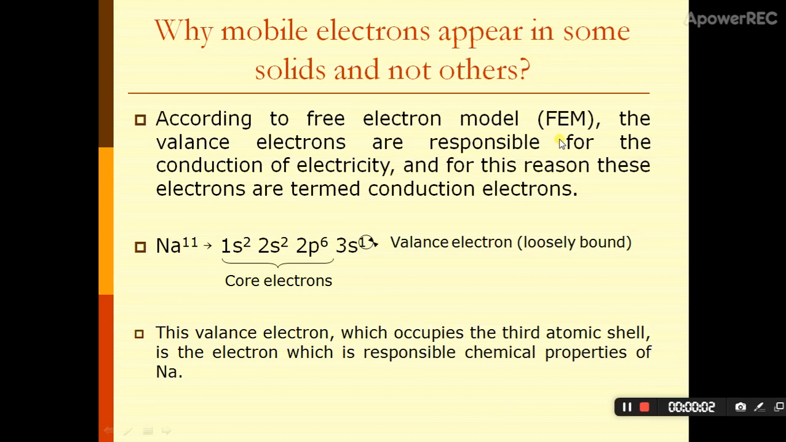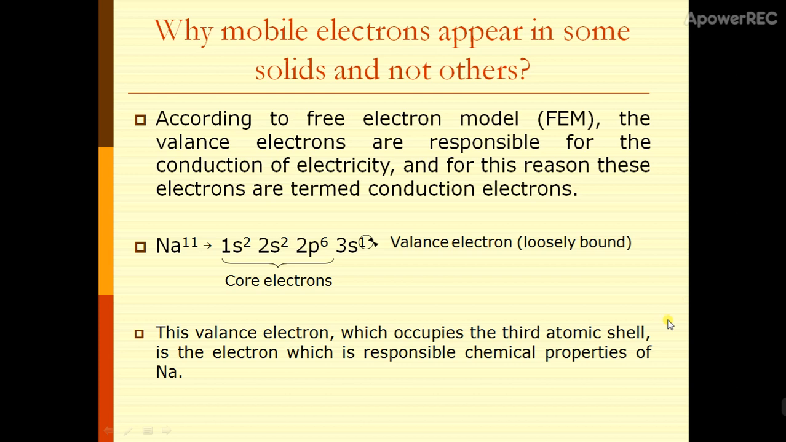So here in sodium, when we are considering as an example, 1s2, 2s2, 2p6 and 3s1 is the electron configuration. The 1s2, 2s2, 2p6 are the core electrons which are very near to the nucleus, and the 3s1 is in the final shell as a valence electron, and it is also loosely bound to the nucleus. And these valence electrons which occupy the third atomic shell are the electrons responsible for the chemical properties of sodium.